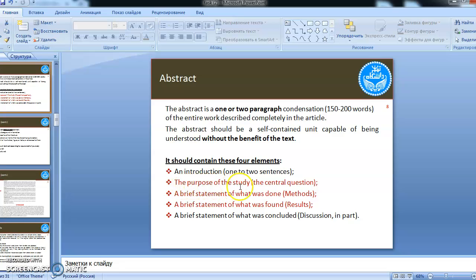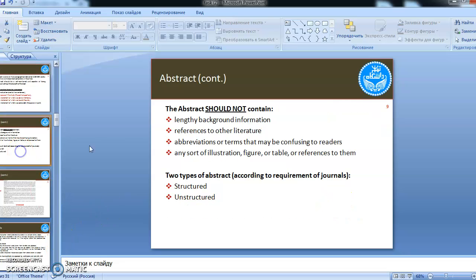The next one is the purpose of the study, the central question. A brief statement of what was done. You should give the message. A brief statement of what was found. It's the result of your research paper. And lastly, you should give a brief statement of what was concluded. This means the discussion part. And the abstract shouldn't contain lengthy background information, references to other literature, abbreviations or terms that may be confusing to readers, any sort of illustration, figure or table, or references to them. Two types of abstract: here you can see structured and unstructured.